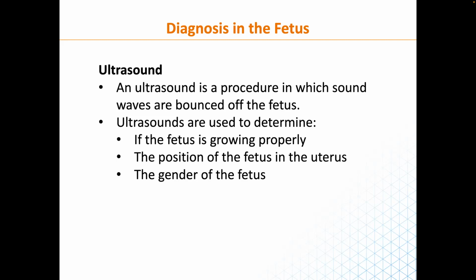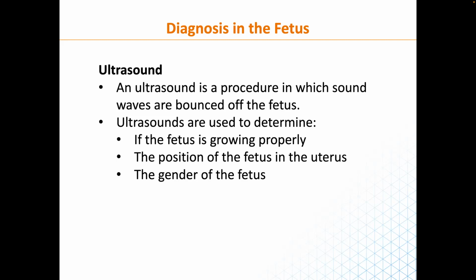So ultrasounds are used to determine if the fetus is growing properly. One of the main reasons why ultrasound is being done is to check if the fetus is growing properly. Another reason is to check the position of the fetus in the uterus. Maybe it's positioned properly, because sometimes the baby might be positioned like this, diagonal. But normally it should be upside down.